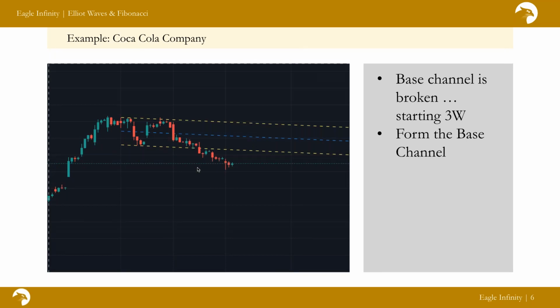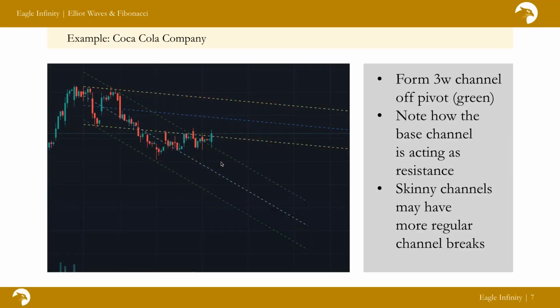Price action continues and it breaks the base channel, as you would expect from a third wave. And look at how price action bounces here, and it really doesn't want to go back into that base channel. You'll see this a lot, the base channel acting as resistance or support, and then we get a clean acceleration channel off of this low here. So both of these channels are working in confluence here.